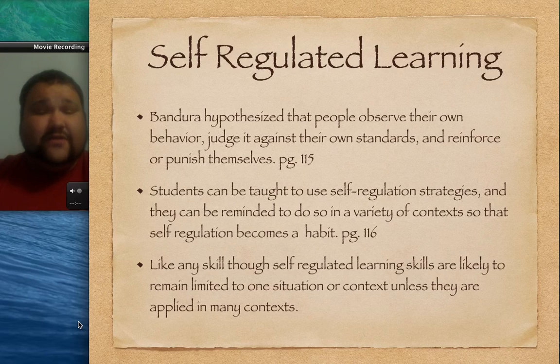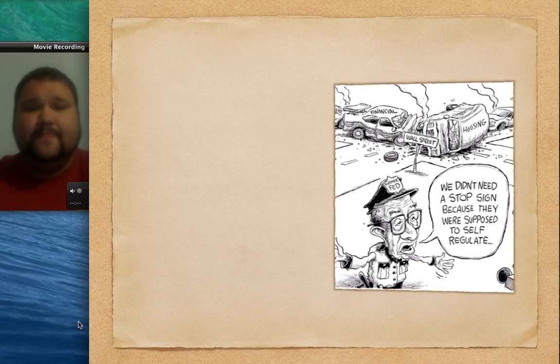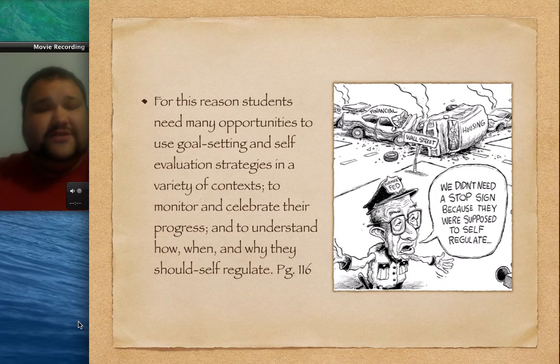Like any skill, though, self-regulating learning skills are likely to remain limited to one situation or context unless they are applied in many contexts. Here's a nice cartoon that shows an example. For the reason that students need many opportunities to use goal setting and self-evaluation strategies in a variety of contexts, they need to monitor and celebrate their progress, to understand how, when, and why they should self-regulate.